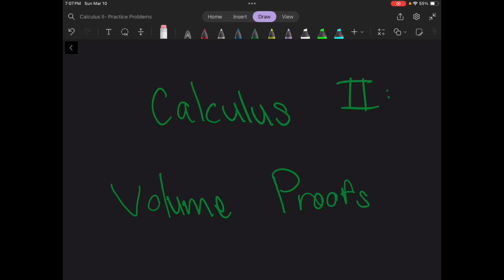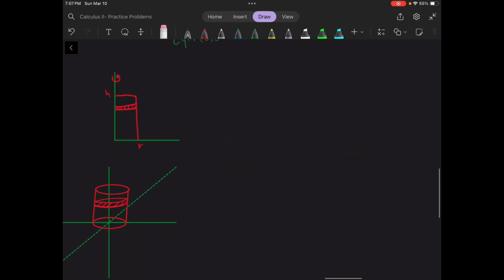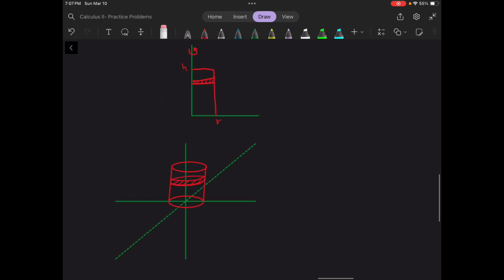Today we're going to be looking at proving the volume of a cylinder, cone, and sphere using integral calculus. So if we take a cylinder and put it on the xy plane, it would be a rectangle, right? Because when you spin that rectangle around, you're going to get that cylinder in 3D.